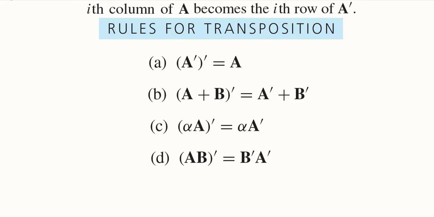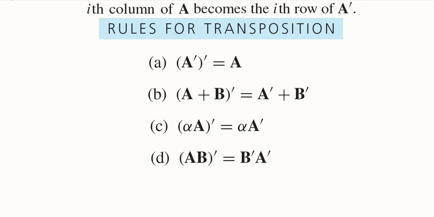Now if we take the sum of two matrices and then take the transpose, it will be equal to the sum of their individual transposes. So this is also holding true. Overall transpose and individual transposes give us the same value when added.